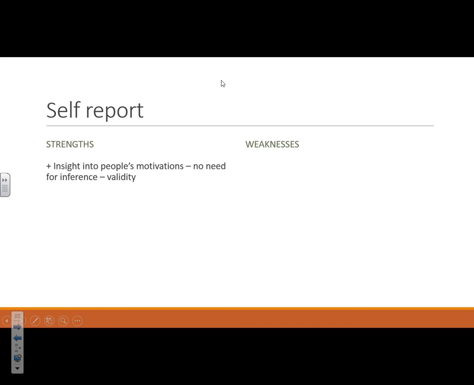And then we have self-report. So strength, insight into people's motivations, no need for inference. We don't need to infer or assume, so we don't need to observe behaviour and think, oh, they probably thought this. We can ask them directly, they can tell us and we'll know. And of course that increases the validity.